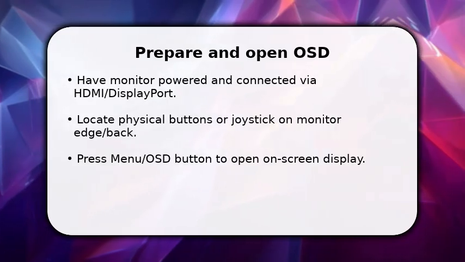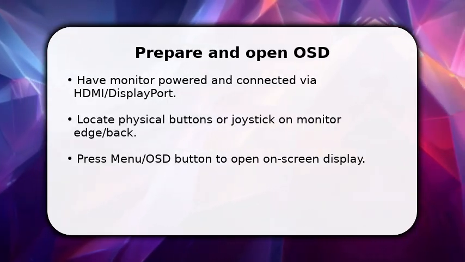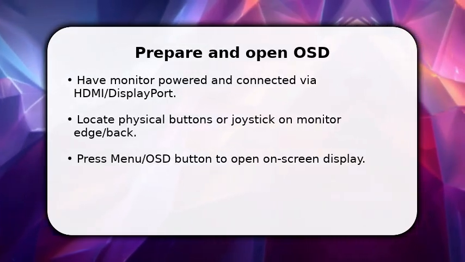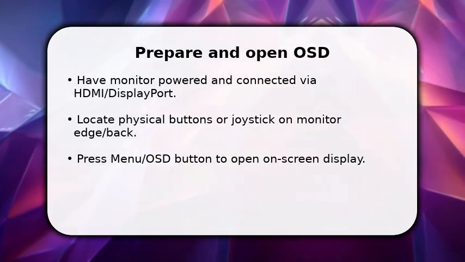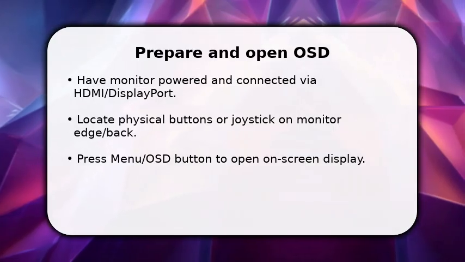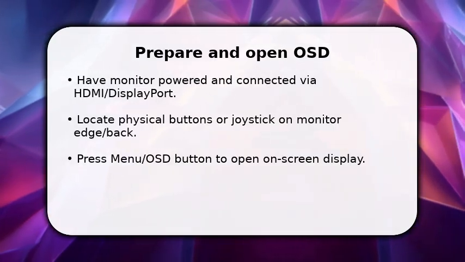Once the menu appears, use the arrow buttons or joystick to highlight brightness. Make sure to stop at the brightness field. Do not change contrast yet. This gets you into the right control without extra setup, so you can adjust precisely.